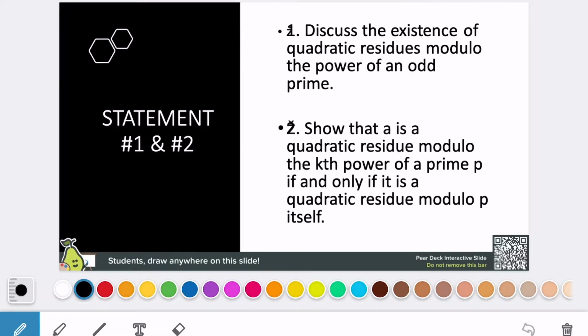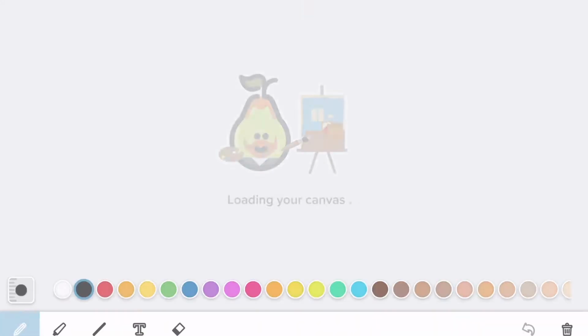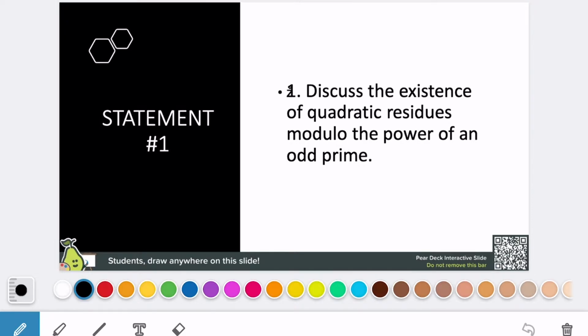Okay, so I am dividing my statements into two components for this project. First, we're going to discuss the existence of quadratic residues modulo the power of an odd prime. And then second, we are going to show that A is a quadratic residue modulo the kth power of a prime P if and only if it is a quadratic residue modulo P itself. So again, first we're going to discuss the existence of quadratic residues modulo the power of an odd prime.